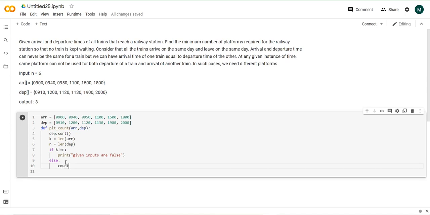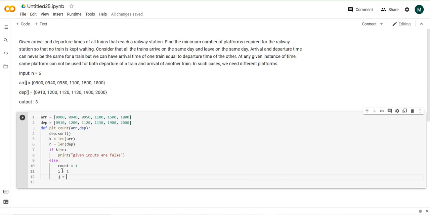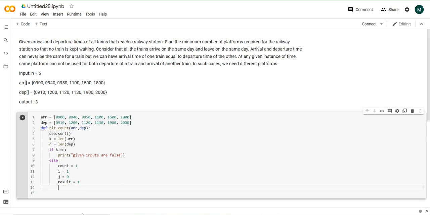Then we'll define some values. Let's say count is our count of the number of platforms. At least we're going to need one platform, so we initialize it to 1, and then i is equal to 1, and j is equal to 0, and result is equal to 1. In this we're going to increase the count, but result will be constant, since only one train is going and coming. The count will be incremented and decremented in further scenarios.